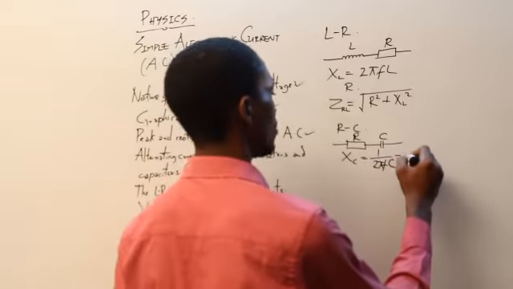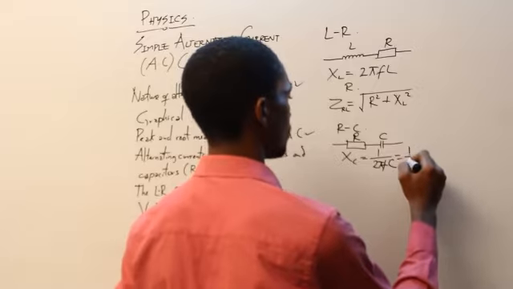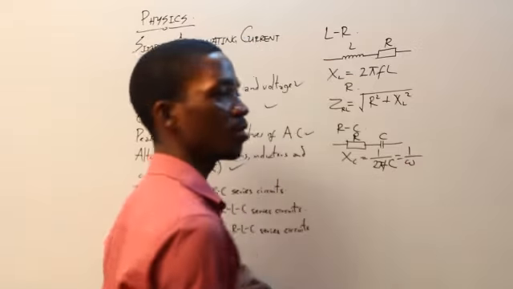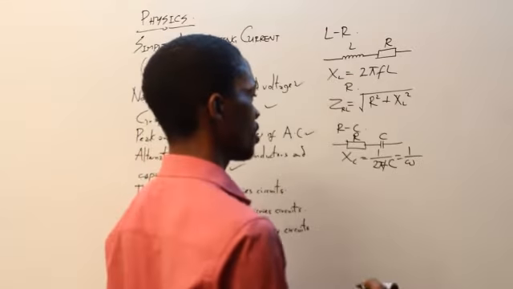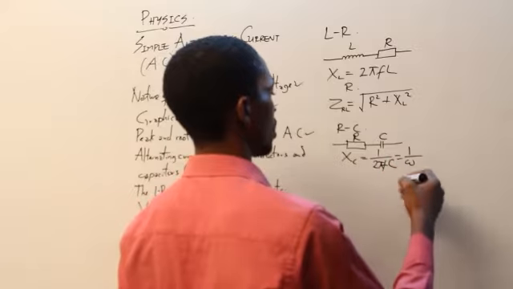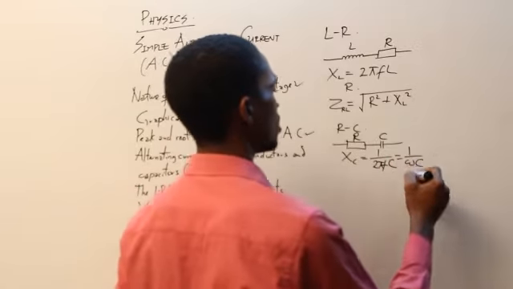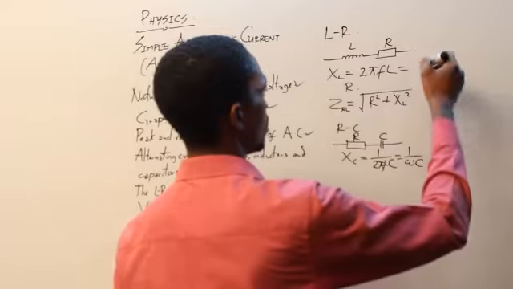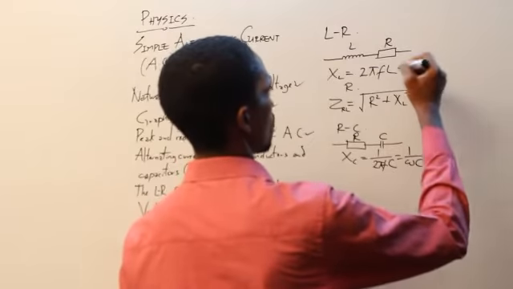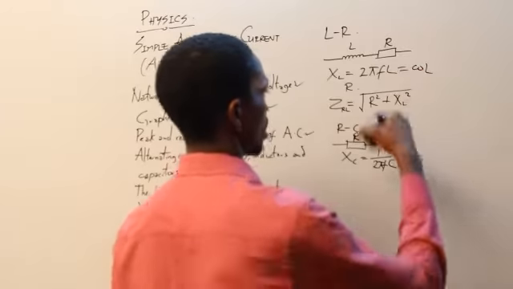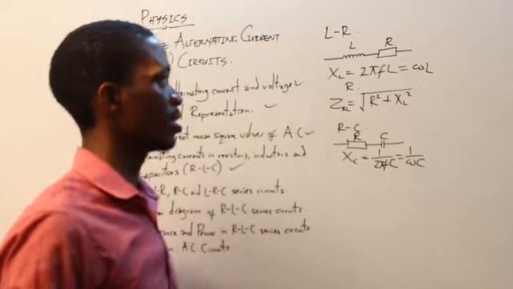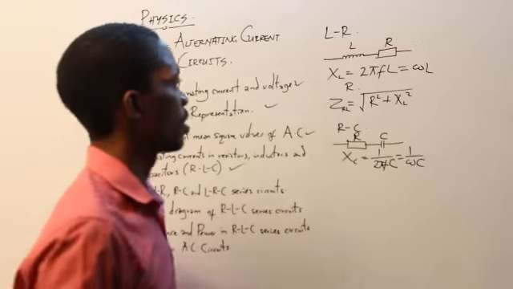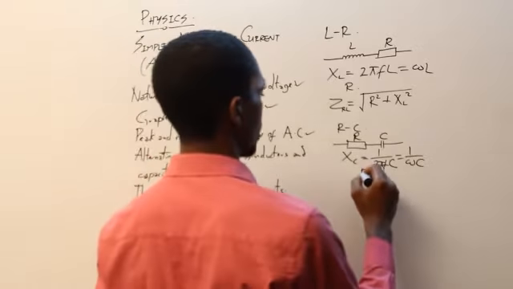Now, peradventure, you are given the angular velocity or angular frequency of the system. You can use it directly. The same thing applies to this, because our angular speed is 2 pi f. We can use it directly as well. So we have that, and we also have our resistance.